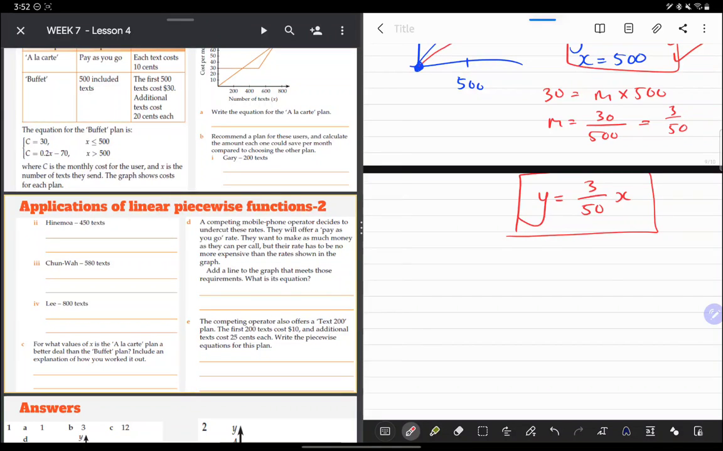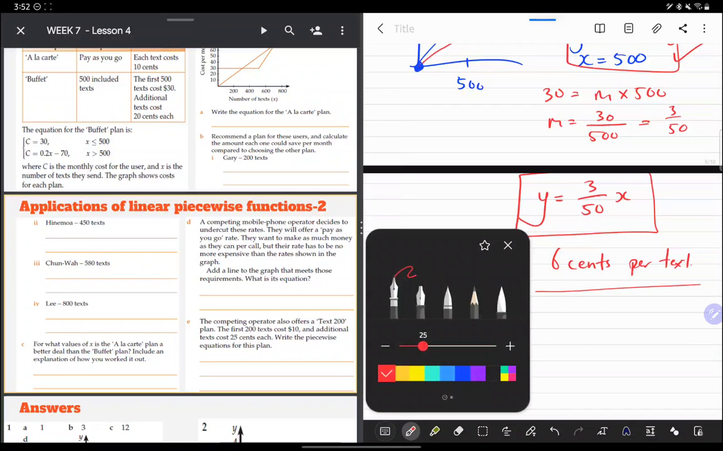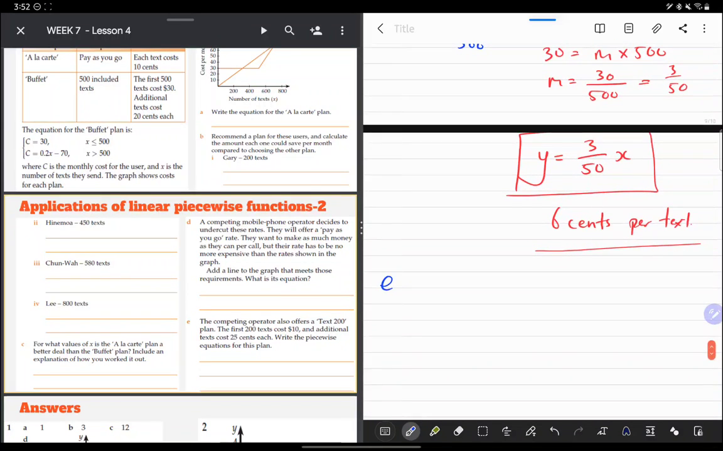Because they just asked for the equation, I can say this, but you can also say it's 6 cents per text, right? Because 3/50, if you make that over 100, that's 6/100. So that's 6 cents per text. But anyway, there you have it. Back to blue.